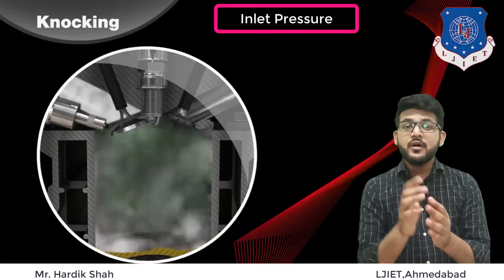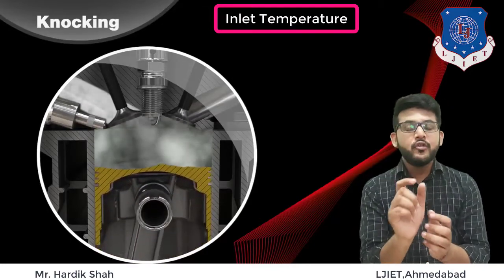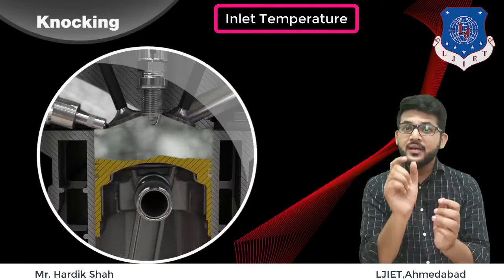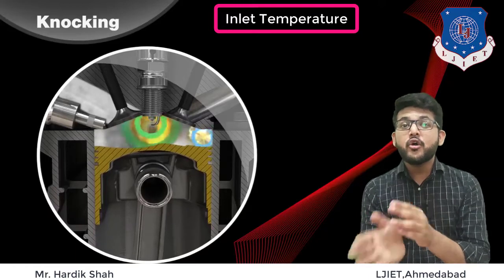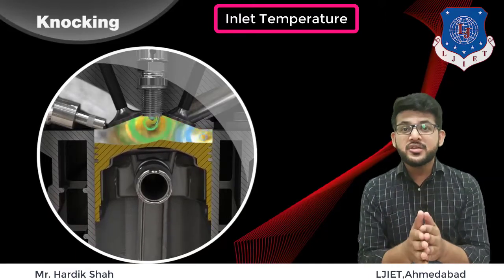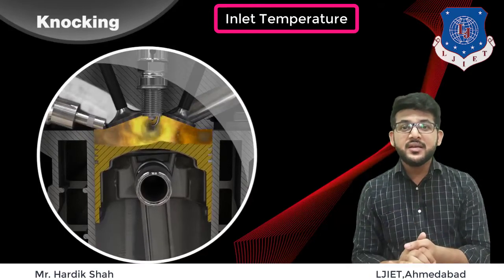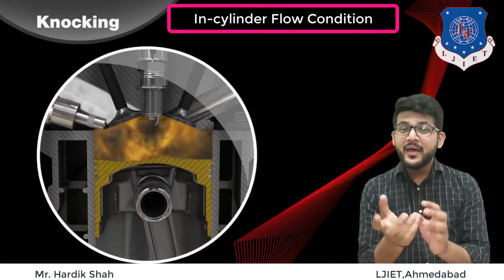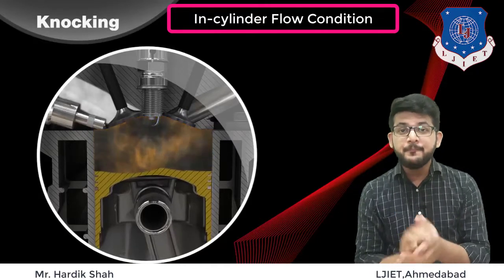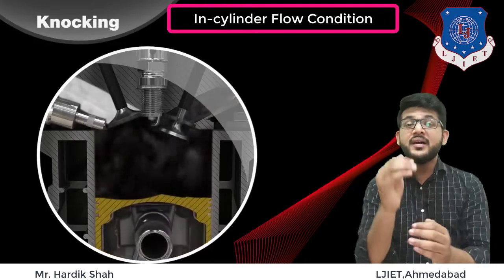The fifth one is inlet temperature. An increase in the air fuel mixture inlet temperature increases the reactivity and increases the chances of auto ignition of the air fuel mixture during the compression stroke before the power stroke. Thereafter the next one is in-cylinder flow conditions. An increase in turbulence and swirling in the combustion chamber enhances the mass burning rate of the mixture, which enhances the combustion.